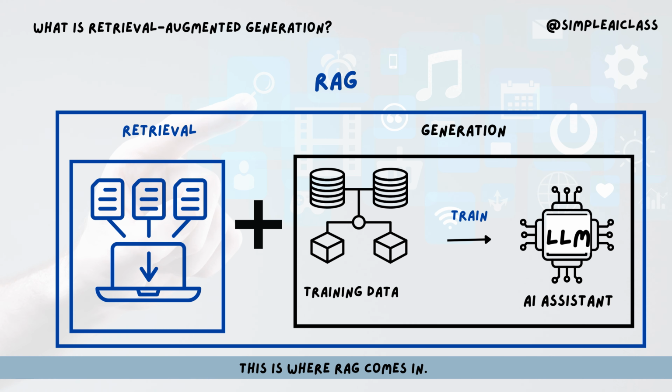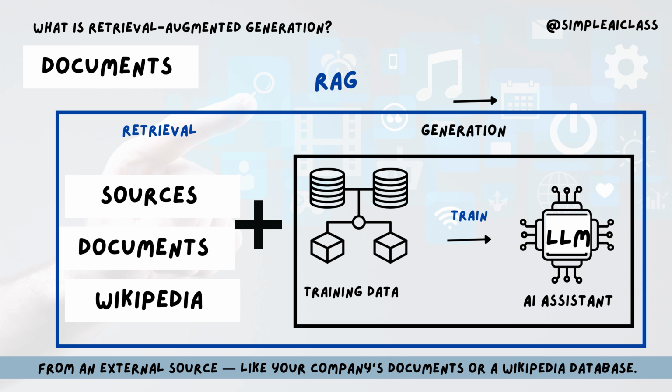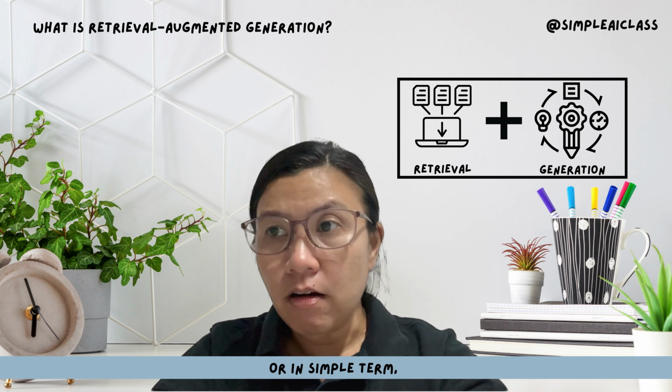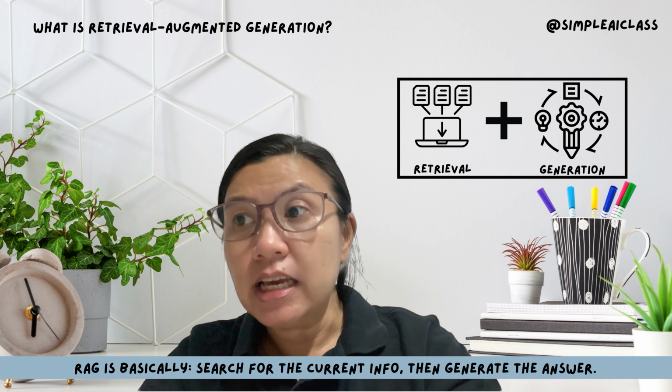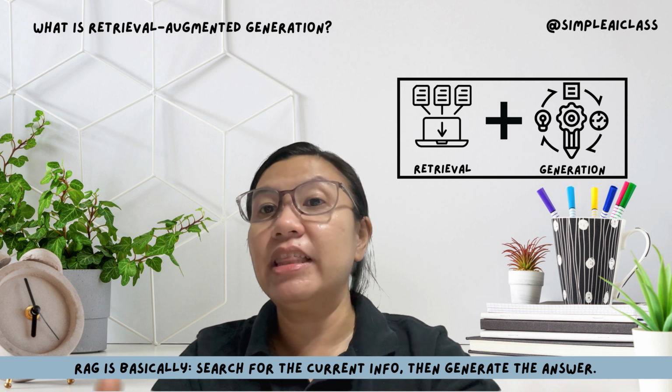This is where RAG comes in. RAG fixes this by letting the AI look things up in real time from external sources, like your company documents or a Wikipedia database, before generating its human-like responses. Or, in simple terms, RAG is basically search for the current info, then generate the answer.